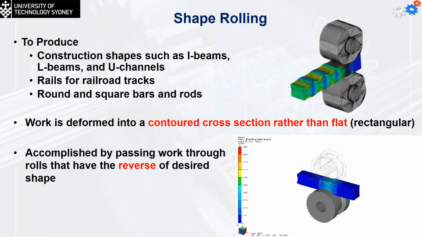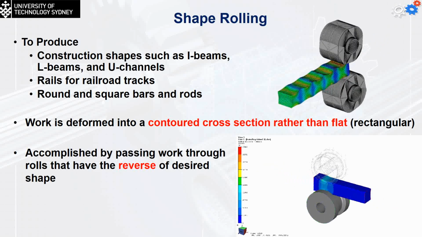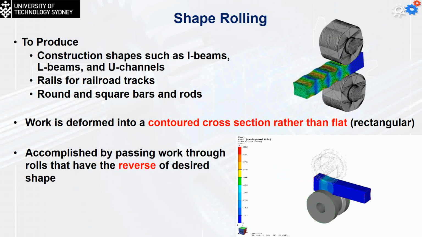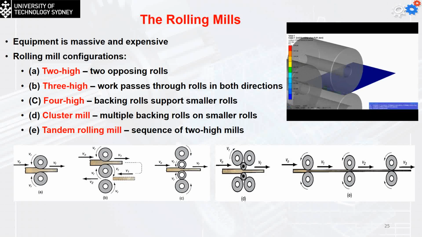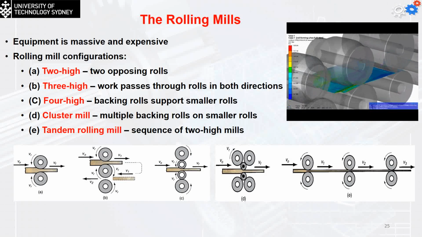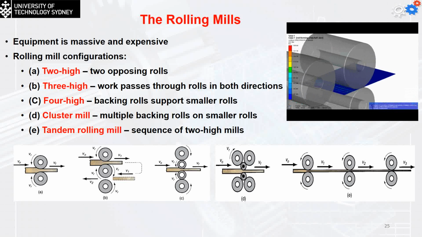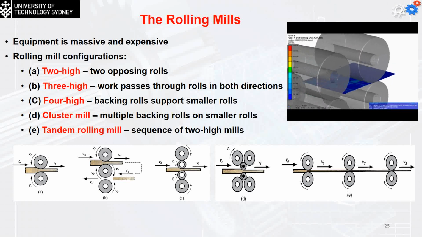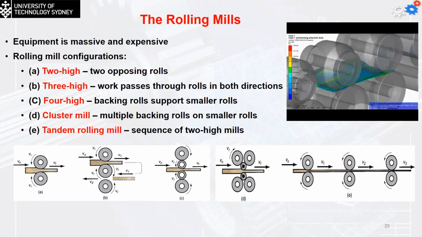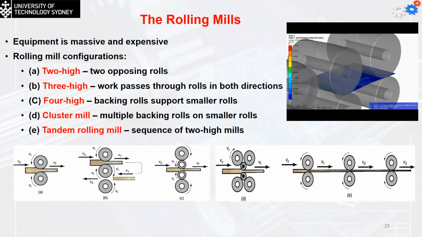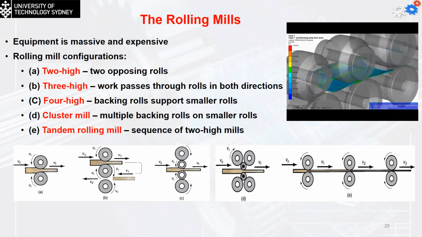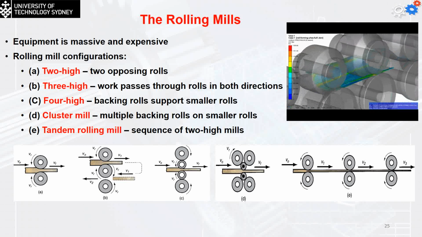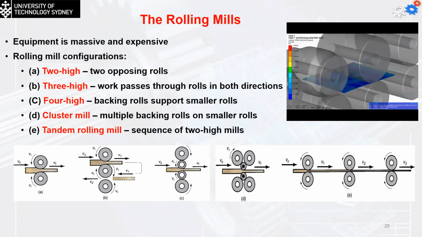The rolling mill consists of a series of pairs of rollers, so the equipment usually is going to be massive and expensive. The rolling mill configuration can be two-high, which is the normal one. I can have three-high, where each one takes it to a new thickness. I can have the cluster type, the four-high, which usually is used to reduce the power required to turn the rollers. I can have the cluster mill, and I can have the tandem rolling mill. Once again, each one is going to take it to a new thickness.